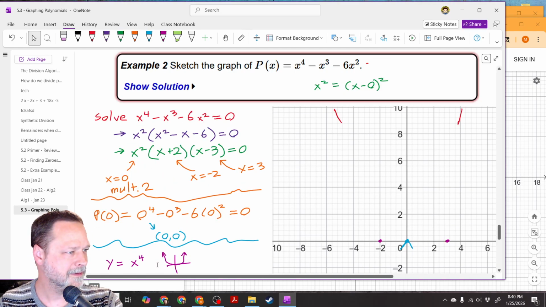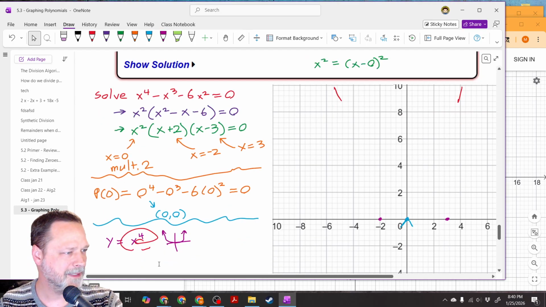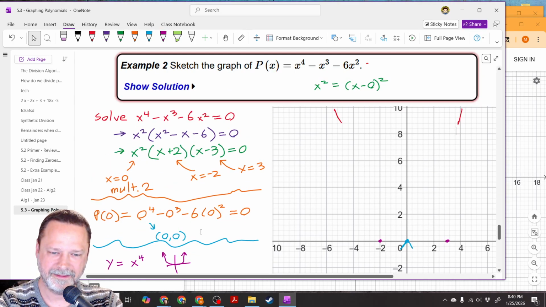Oops. Which buttons am I trying to press? There it is. Jeez. Okay.